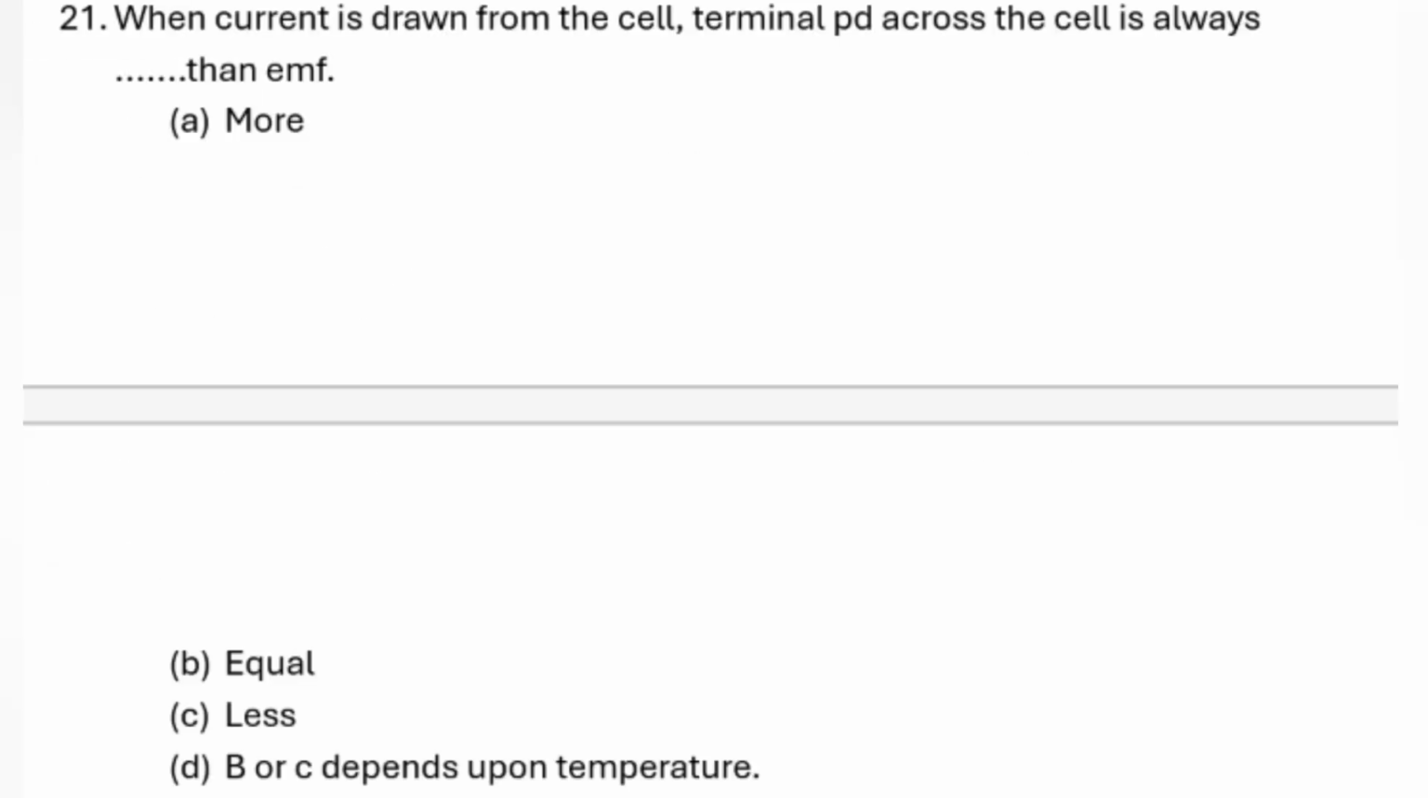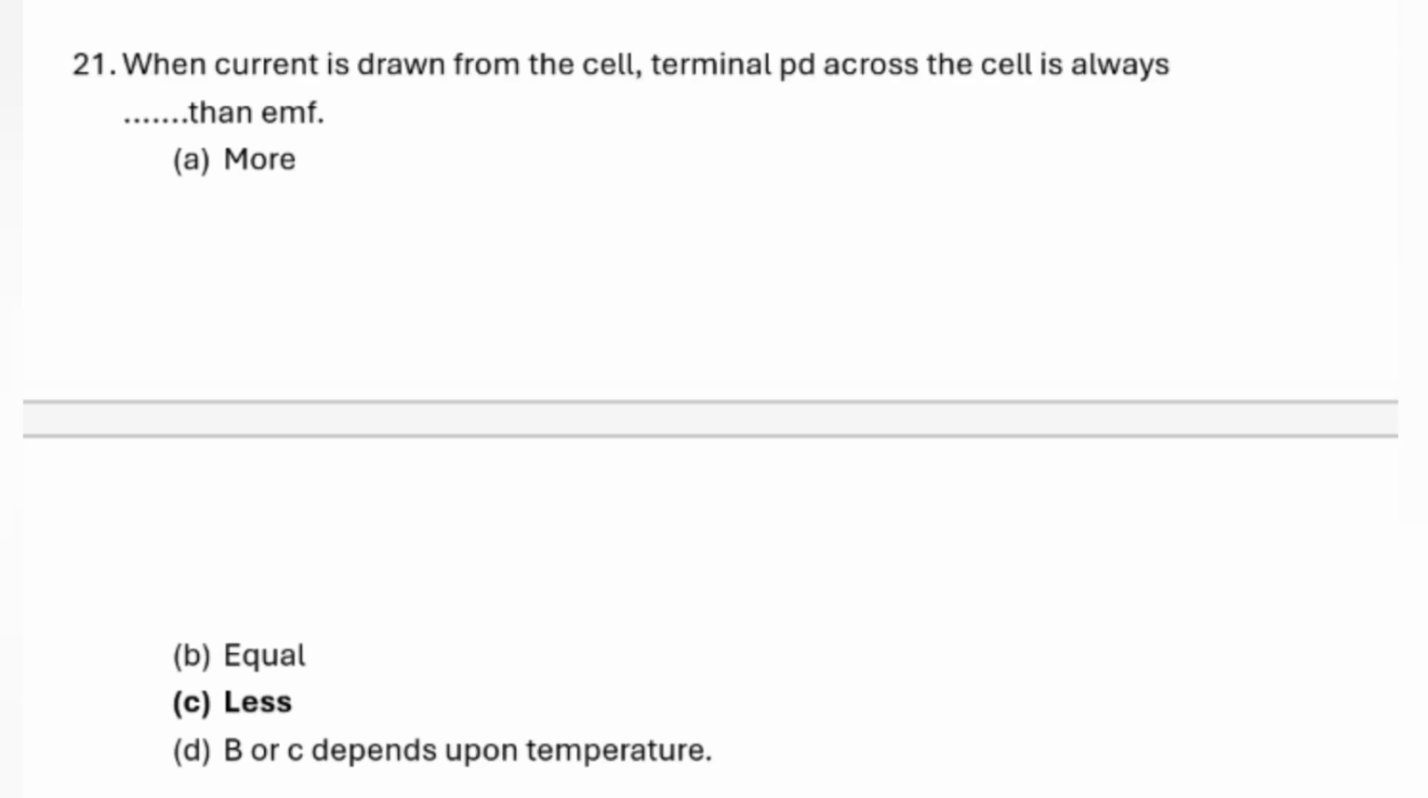Question number 21. Potential difference across the cell is always dash than EMF. Option A, more, option B, equal, option C, less, option D, B or C, depends upon temperature. Here the correct answer is option C, less.